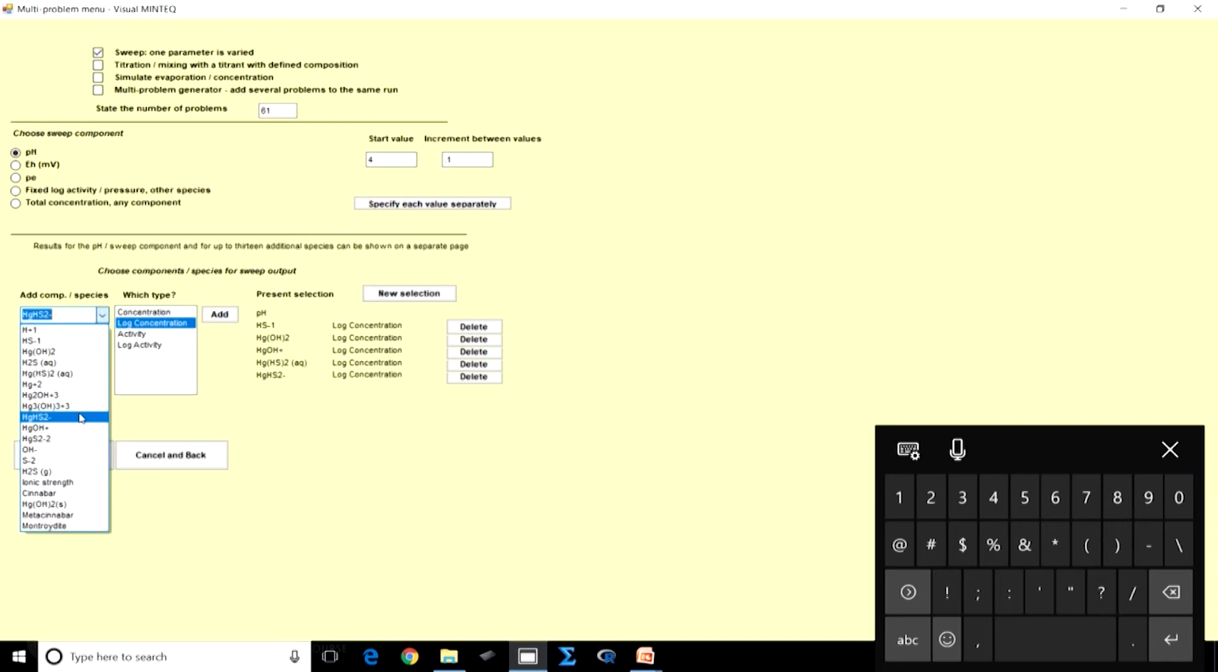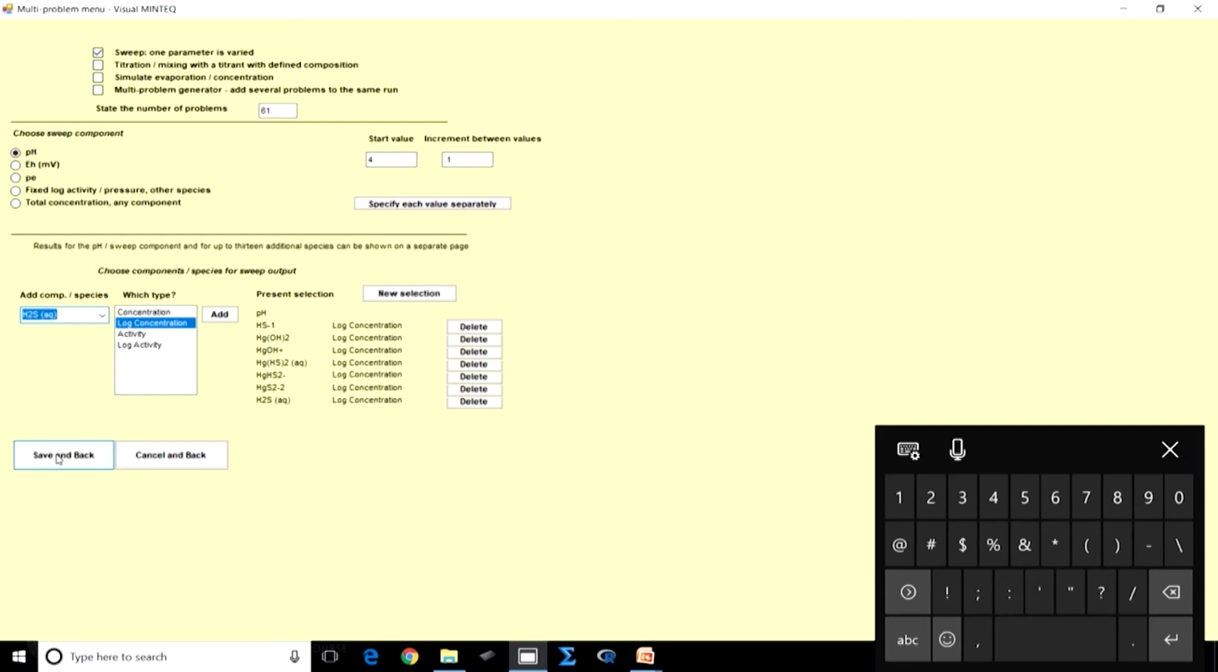H2S, we have this, and S2 minus. So 1, 2, 3, 4, 5. Okay, and what else are we missing? H2S. And anything else that we are missing out here? Okay, so that seems fine. So I'm going to save and go back.